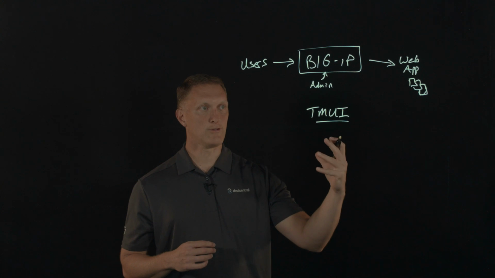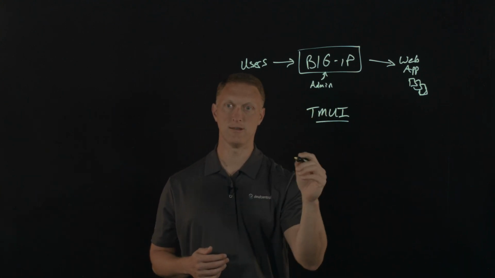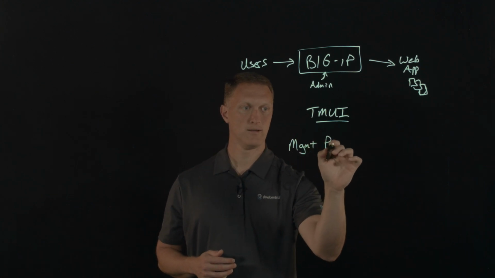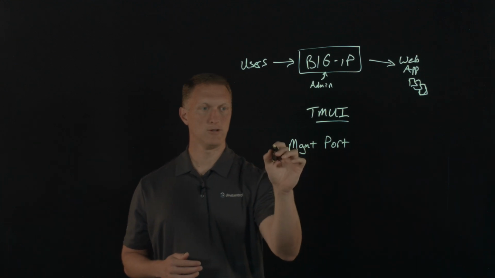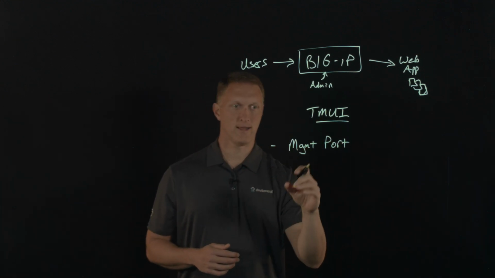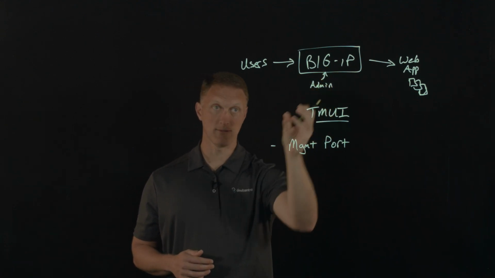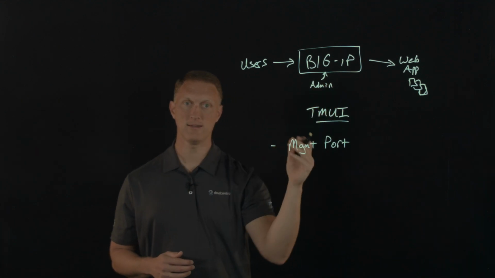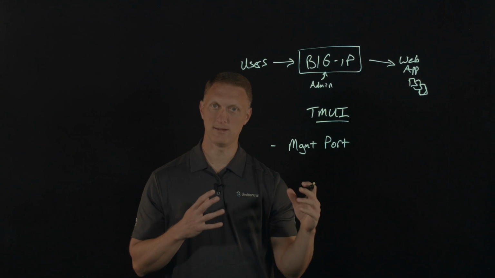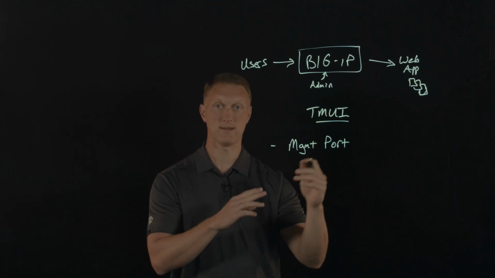Just to give you an overview of how to mitigate this, there are a couple of things I'm going to mention. The first is the management port. You need to not expose the management port to the open internet. In order to access the BIG-IP from an administrative perspective through the management port, that needs to be done from a secure network. That needs to be locked down to IP addresses that you trust.